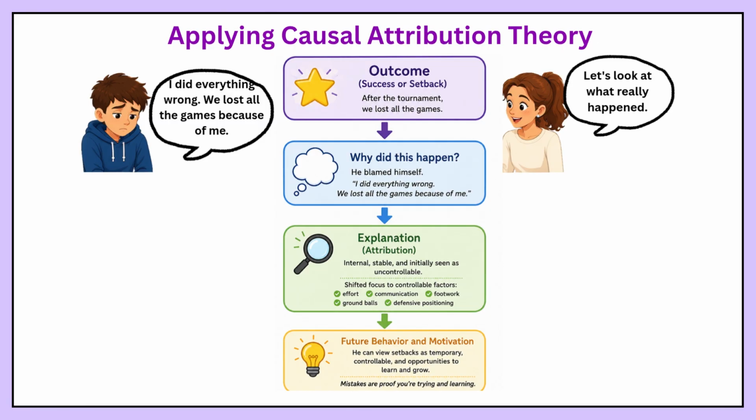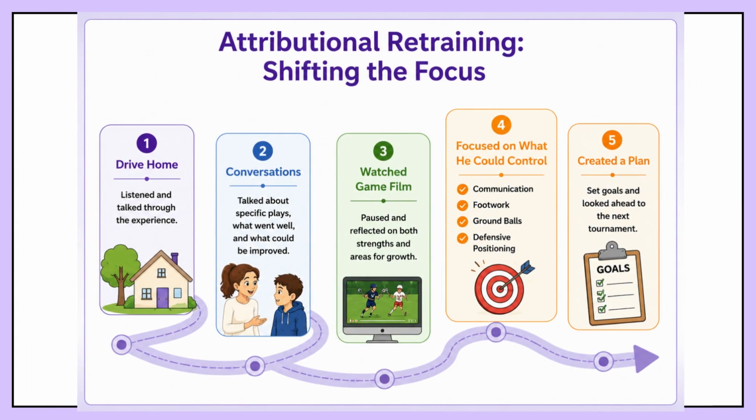Finally, I wanted to shift his thinking toward controllability. We couldn't change the tournament results, but we could focus on the things he could improve, including communication, footwork, ground balls, and defensive positioning. Those were areas his coaches had already identified as important, and they became the focus of our conversations moving forward. Once I recognized how he was interpreting the tournament, my goal wasn't to convince him that he hadn't made mistakes. Instead, I wanted to help him look at those mistakes differently.